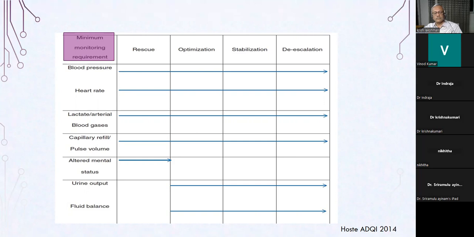Urine output should only be considered from the optimization stage, because during the rescue stage the patient is in shock, so it doesn't give the right assessment. And fluid balance is also considered, as sir has mentioned, from the optimization stage.